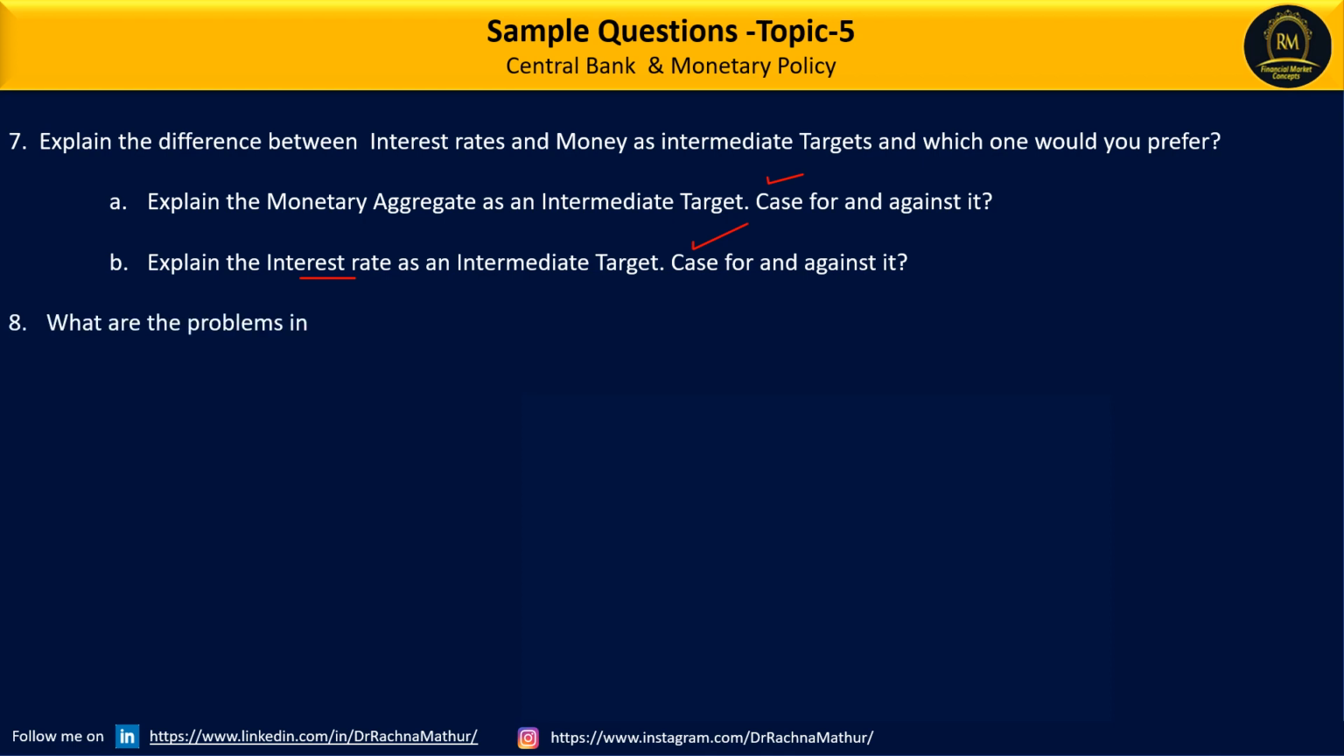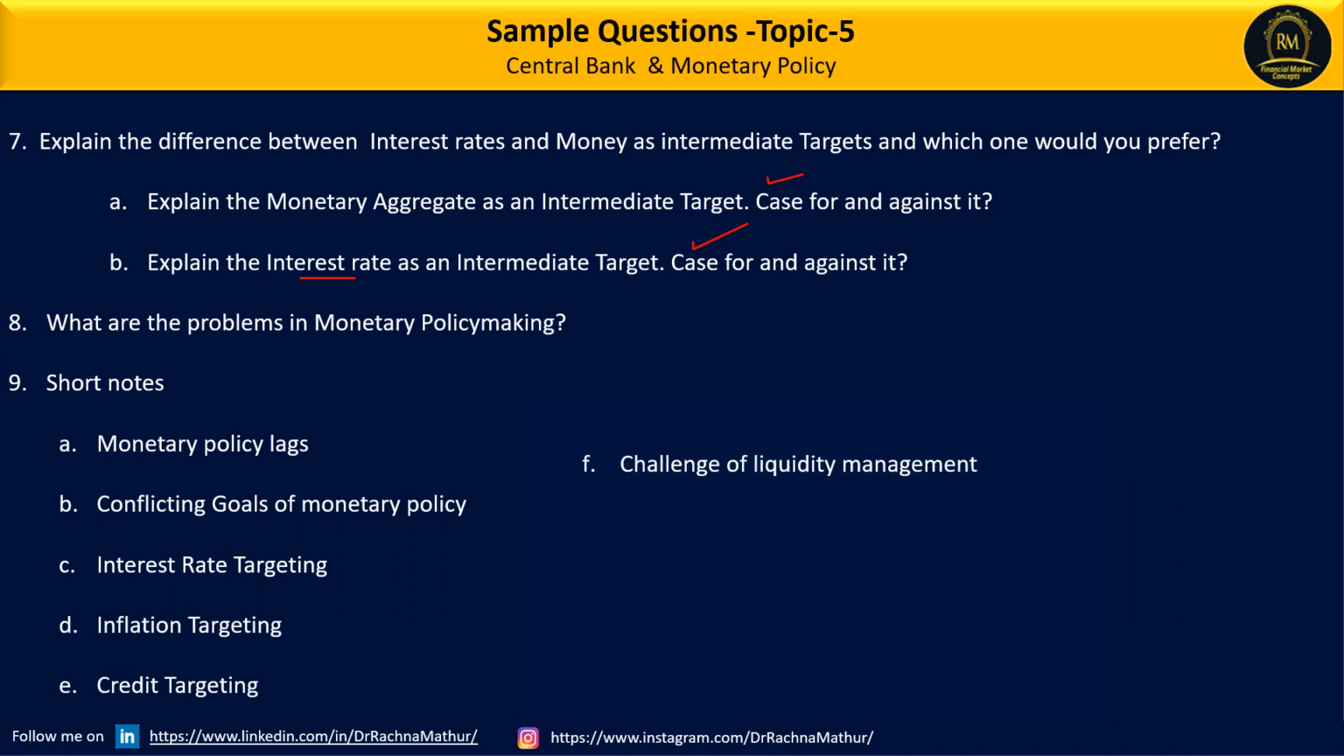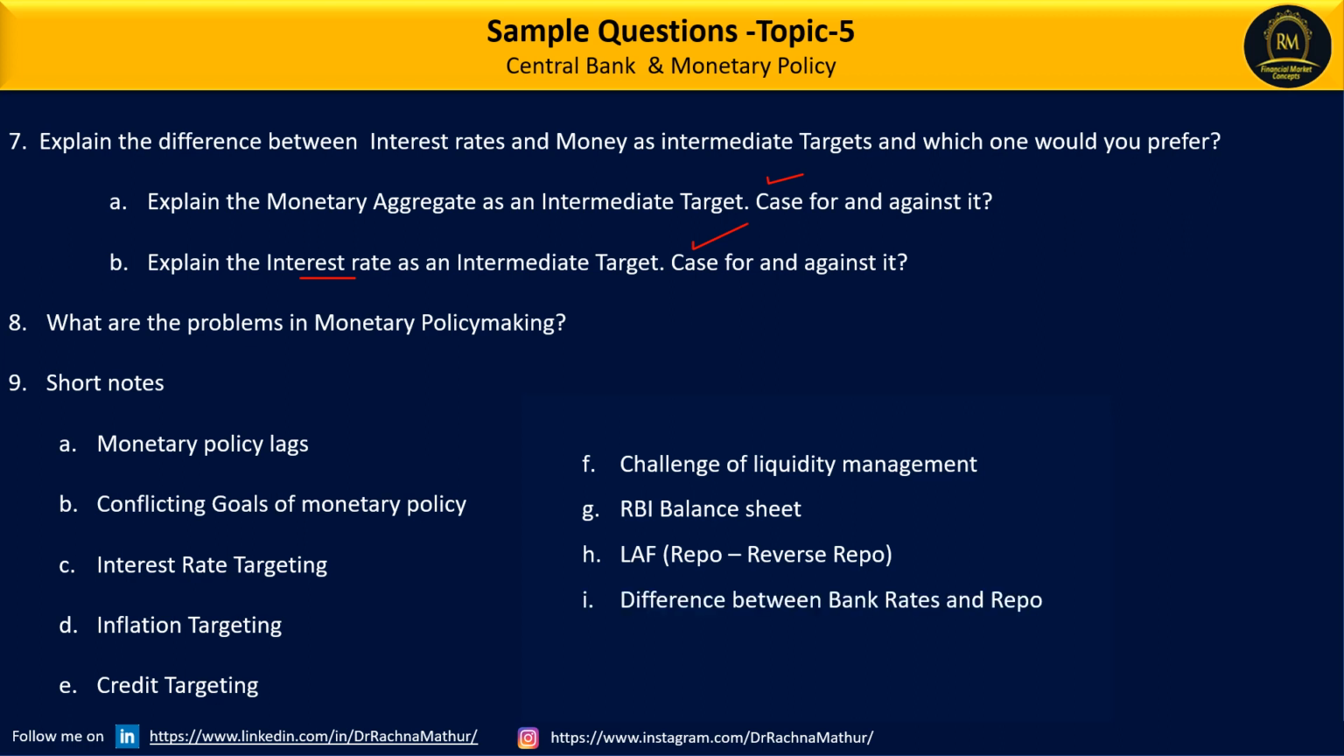Next is, what are the problems of monetary policy making? Now the short notes on monetary policy lag, conflicting goals of monetary policy, interest rate targeting, inflation targeting, credit targeting. What are the challenges of liquidity management, RBI balance sheet, liquidity adjustment facility which comprises repo and reverse repo, difference between bank rate and repo rate, inflation expectations, and challenges of liquidity management.